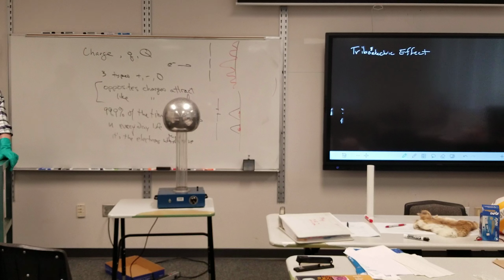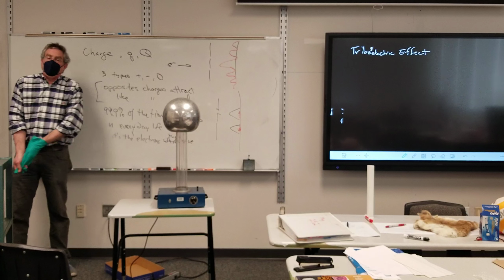Parts of an object can be negatively charged and other parts positively charged, even if the whole thing is neutral. So maybe even, what's that called? Polarity? Yeah, that's the word. Basically it's a dipole.